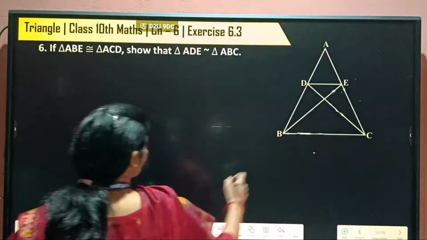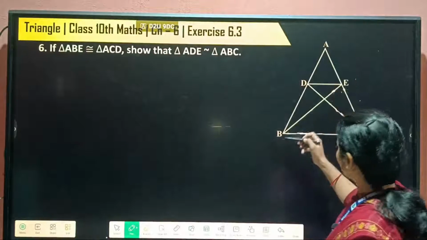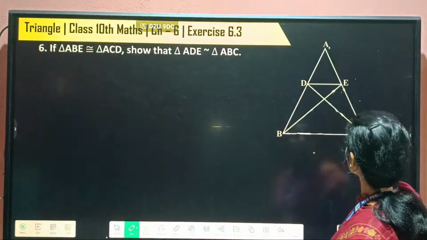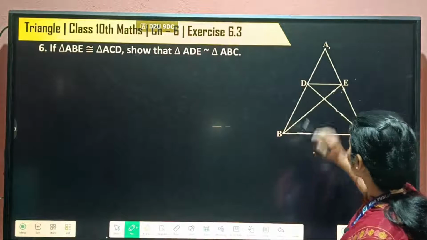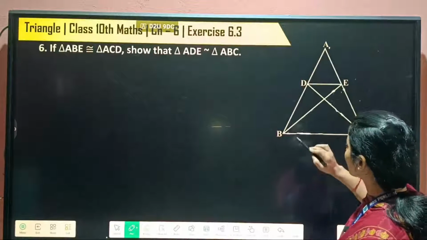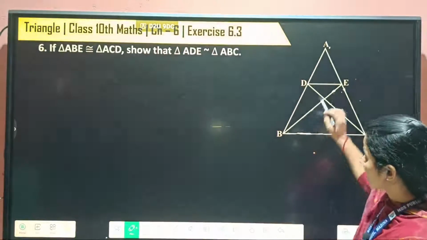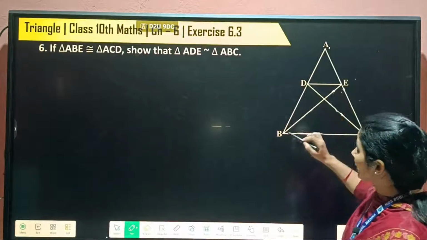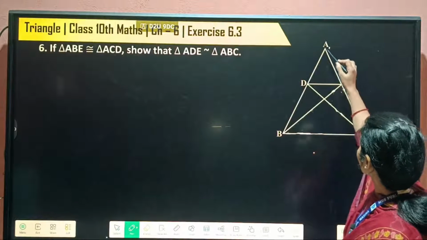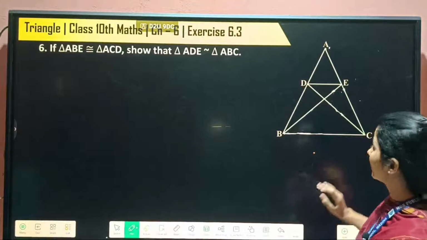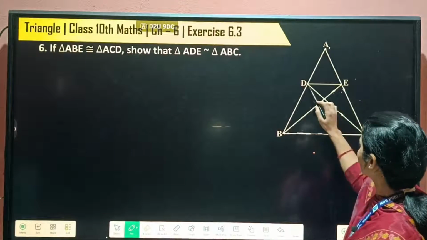If triangle ABE is congruent to triangle ACD, then show that triangle ADE is similar to triangle ABC. These two triangles, ABE and ACD, are given to us as congruent.